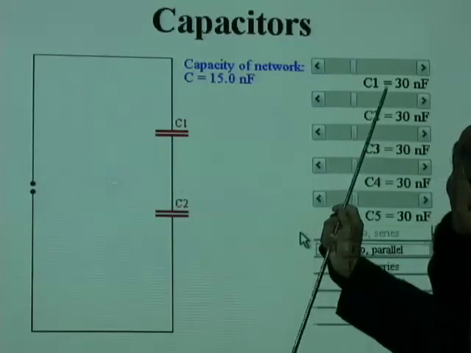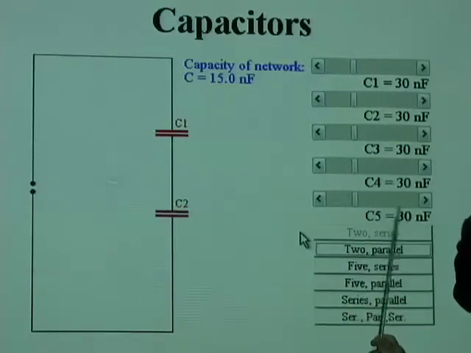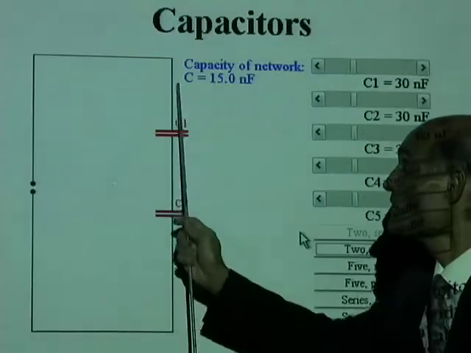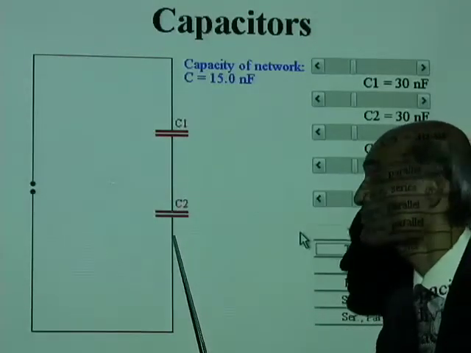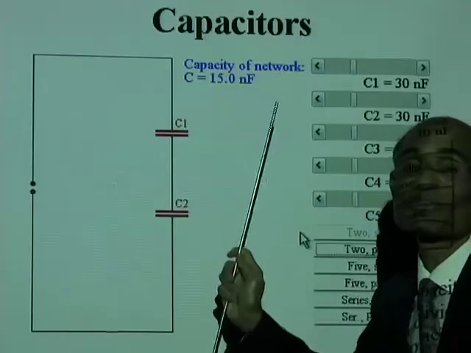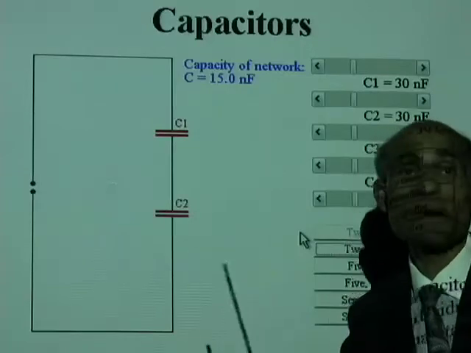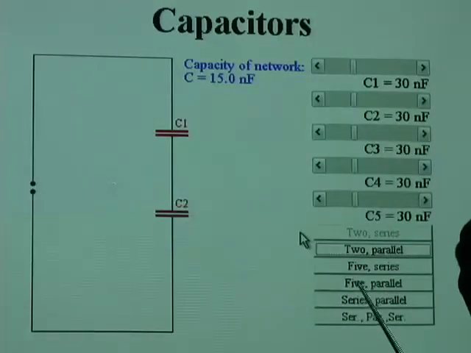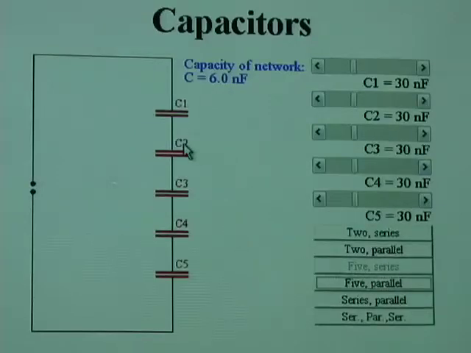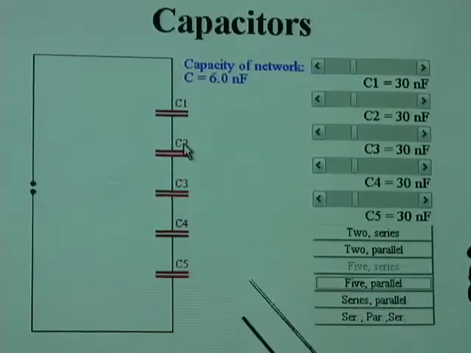Alright, tell me, if I have 5 of these, C1 equal to C2 equal to C3 equal to C4 equal to C5 is 30 nanofarad. If I connect 5 equal capacitors of 30 nanofarad in series, what will be the total capacitance? It will be 1/5 of 30, and that will be 6 nanofarad. Let's connect 5 in series and see what happens. There you go. So we have 5 of them in series giving you 6 nanofarad.